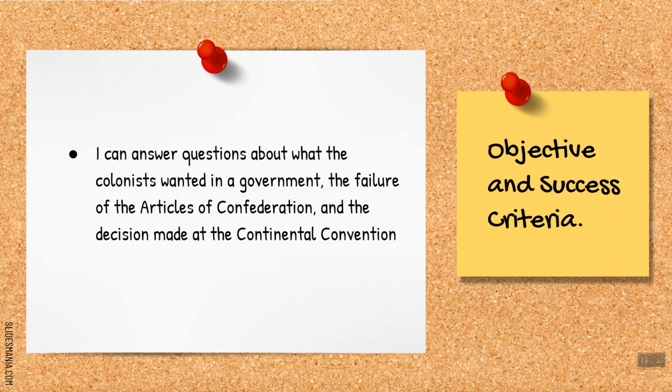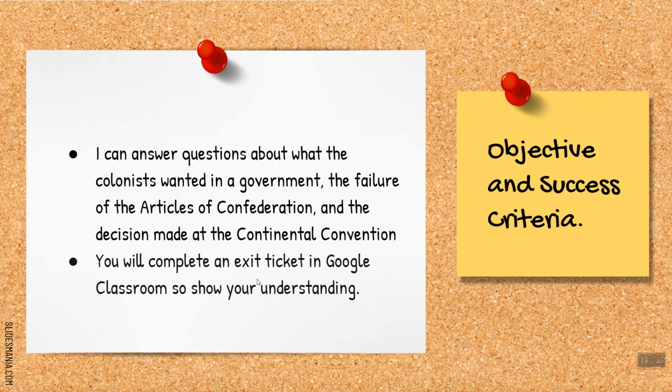We're covering several chapters, so that's why it's kind of like one big objective, but there's like three. You can answer questions about what the colonists wanted in their government. You can answer questions about the failure of the Articles of Confederation, and then you can answer questions about the Constitutional Convention. At the end, to show your success, or how you know you were successful in listening to your lesson today, is that you can complete the exit ticket in Google Classroom to show your understanding. It is 10 questions, so it shouldn't take you very long, and it does tell you if you get your answers correct or you don't, so you can see how you did.